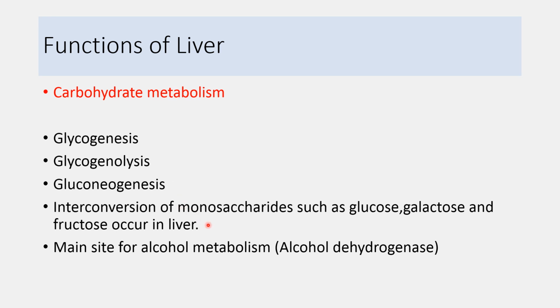Interconversion of the monosaccharides such as glucose, galactose and fructose occurs inside the liver, and liver is the main site for alcohol metabolism because the hepatocyte contains the enzyme alcohol dehydrogenase. In the patient with liver diseases, the blood glucose buffer mechanism is impaired, which can produce hypoglycemia.